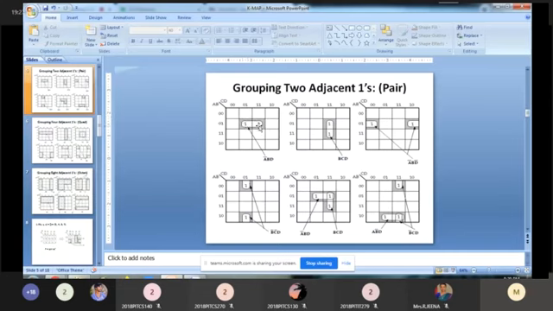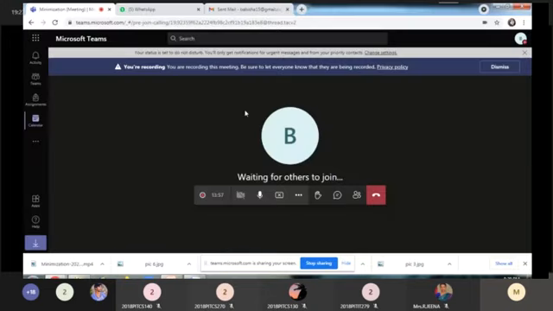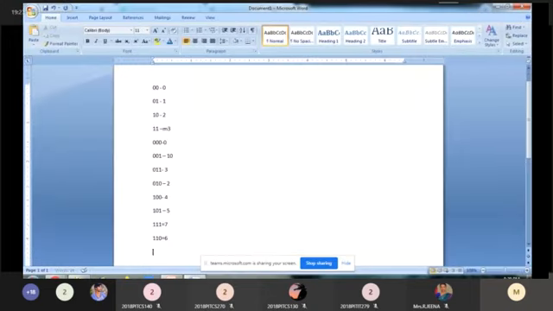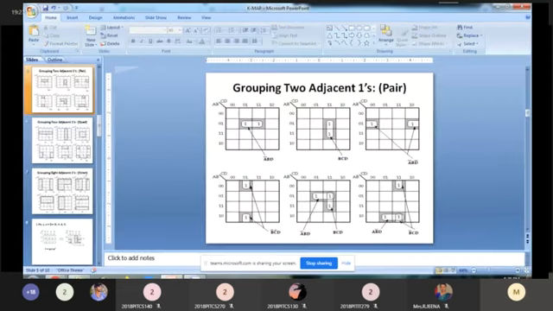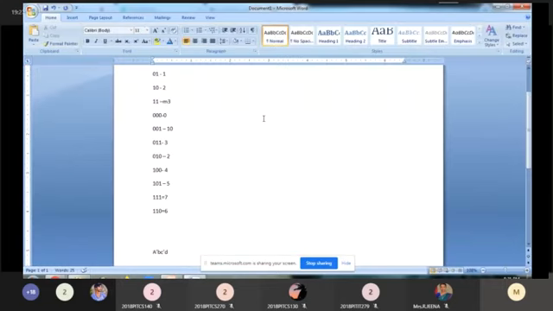How to group? This is one method. So what are the variables? Here what is the position for this value? A bar B, C bar D. Next, what is the position for this one? A bar B, C, D. Right? A bar B, C, D.